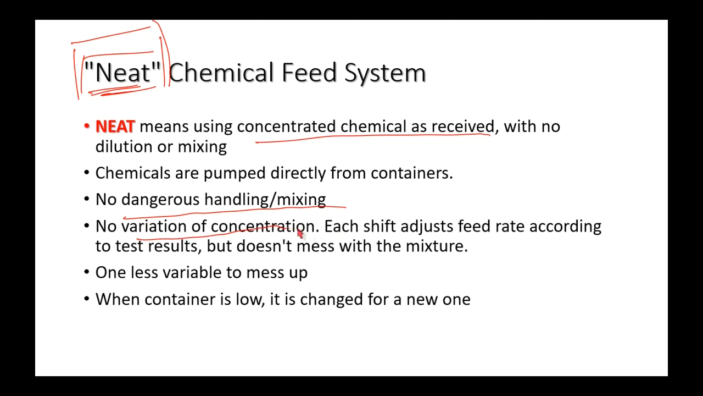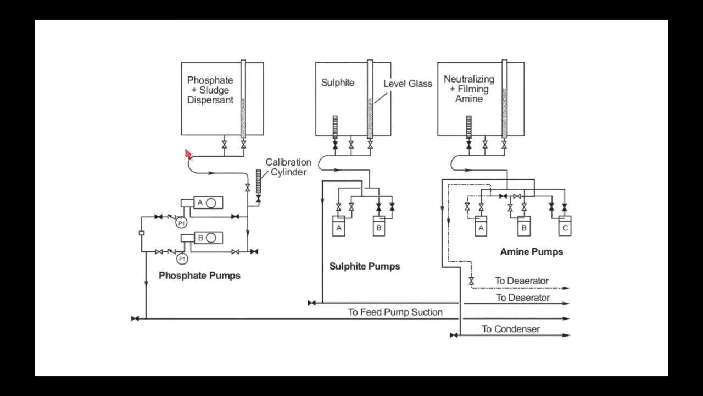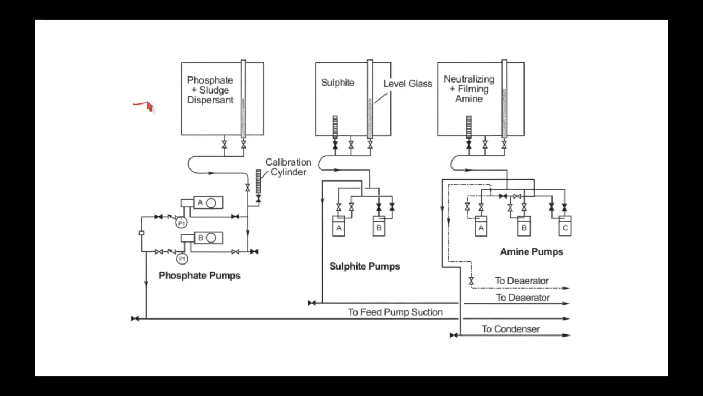Now, there's no variation in concentration. It's going to be constant. So now all that we have to do is adjust the feed rate according to the test results. Now, when the container gets low, we just change out the container. So this is a neat system.